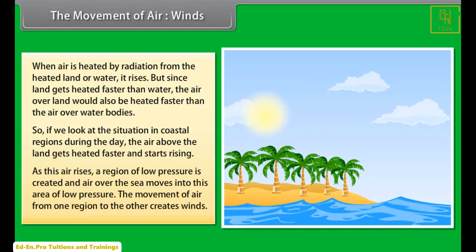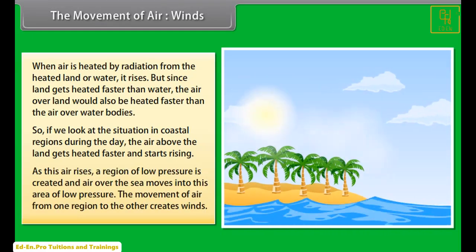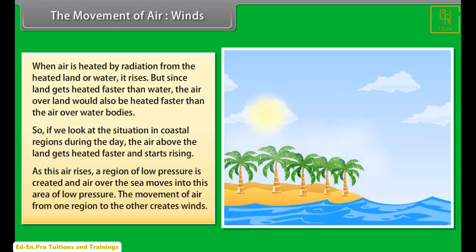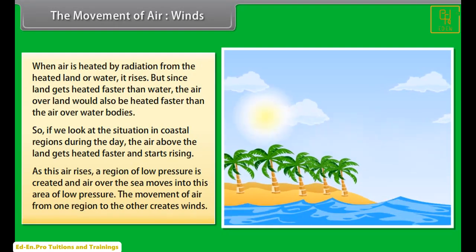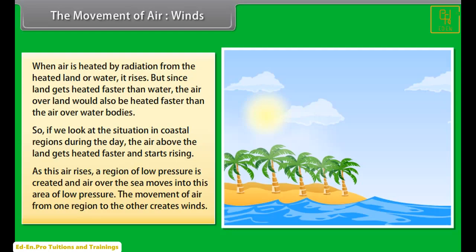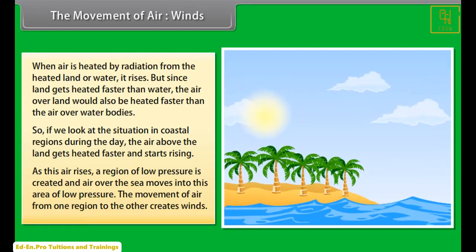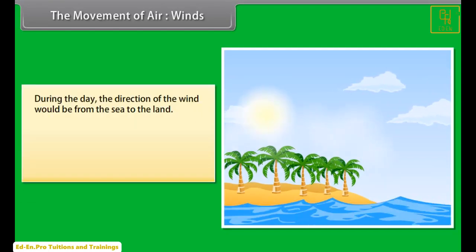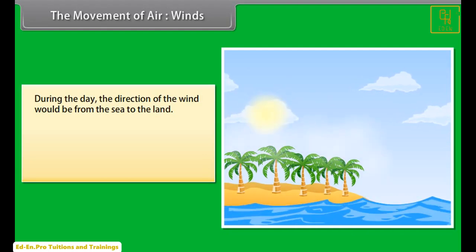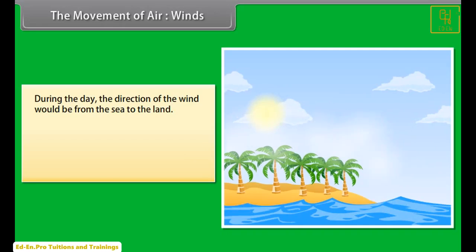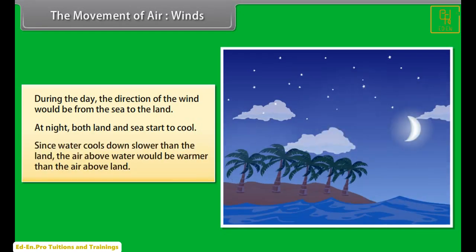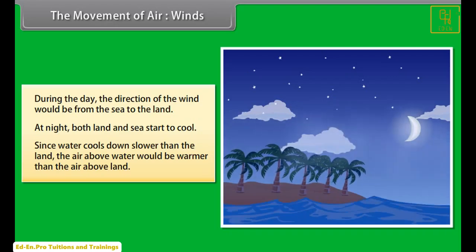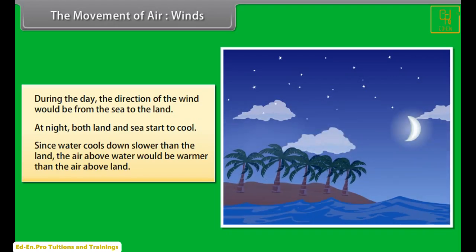As this air rises, a region of low pressure is created and air over the sea moves into this area of low pressure. The movement of air from one region to the other creates winds. During the day, the direction of the wind would be from the sea to the land. At night, both land and sea start to cool. Since water cools down slower than the land, the air above water would be warmer than the air above land.